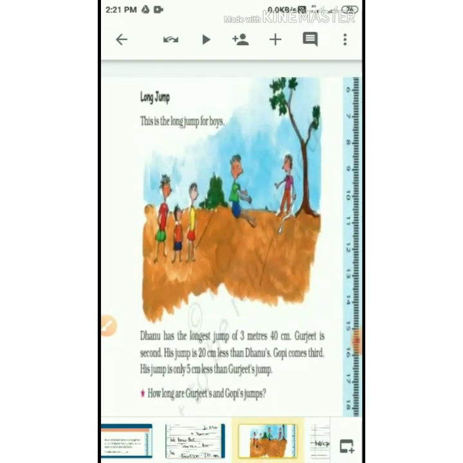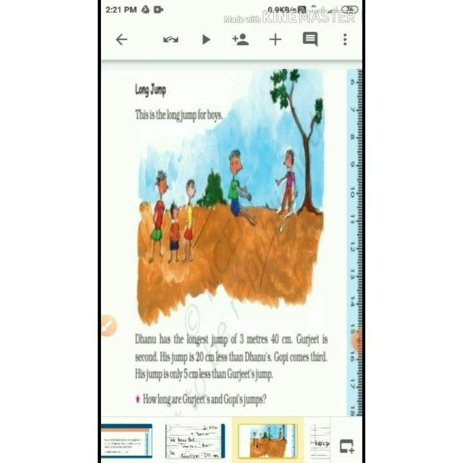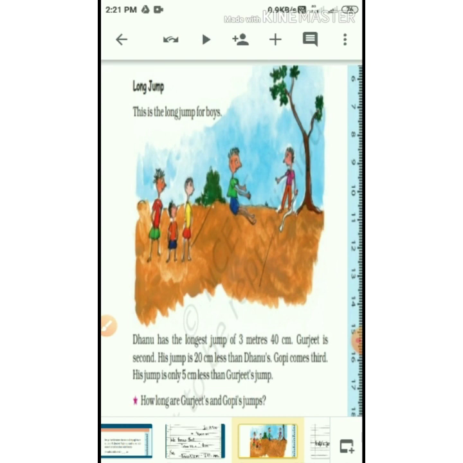Now the next question is long jump. This is the long jump for boys. In this picture you can see that some boys are playing long jump. Dhanu has the longest jump of 3 meter 40 centimeter. Gurjeet is second. His jump is 20 centimeter less than Dhanu's. Gopi comes third. His jump is only 5 centimeter less than Gurjeet's jump. So in this, Dhanu's jump is already given, that is 3 meter 40 centimeter.